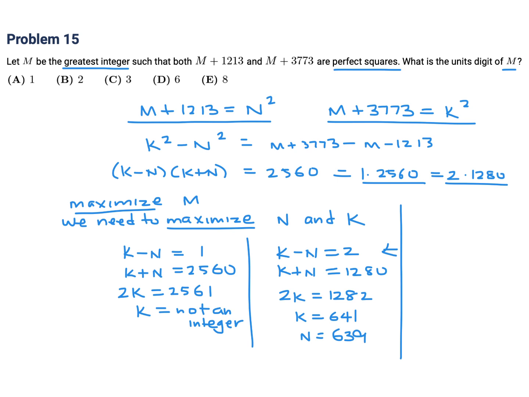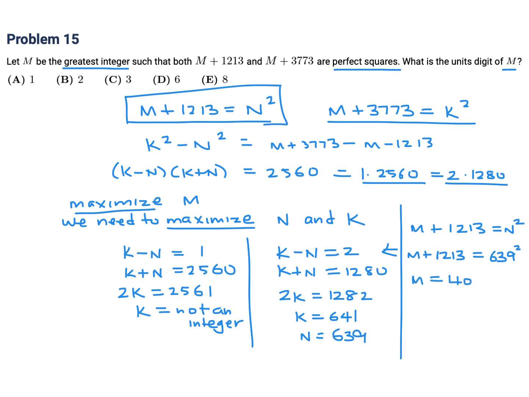I can use either one of these. So for example, m plus 1213 was n squared, and n we know is 639, and then we can easily calculate the value of m. And when you do, you get m is equal to 407108. Now you can do the same kind of calculation with k equal to 641, and you can do that on your own to see that you get the same answer for m.